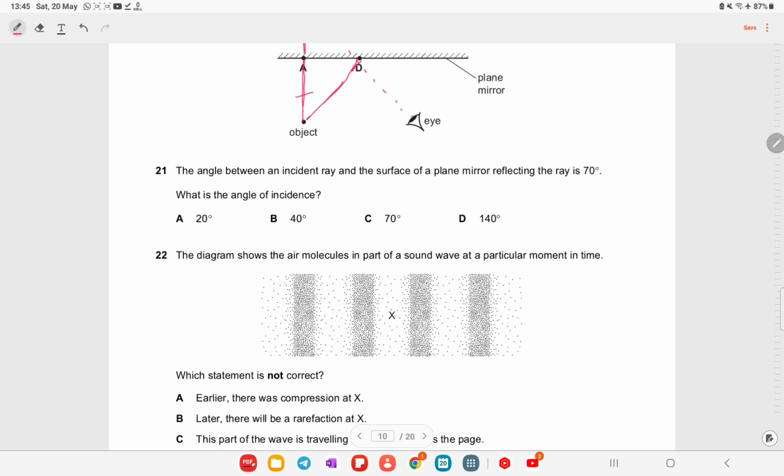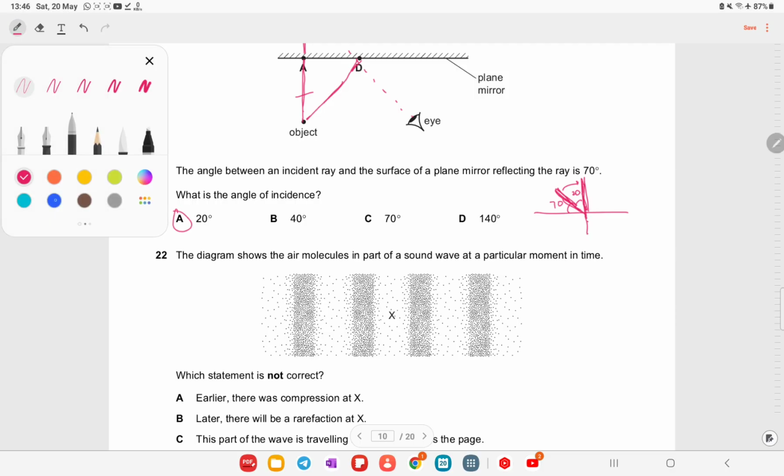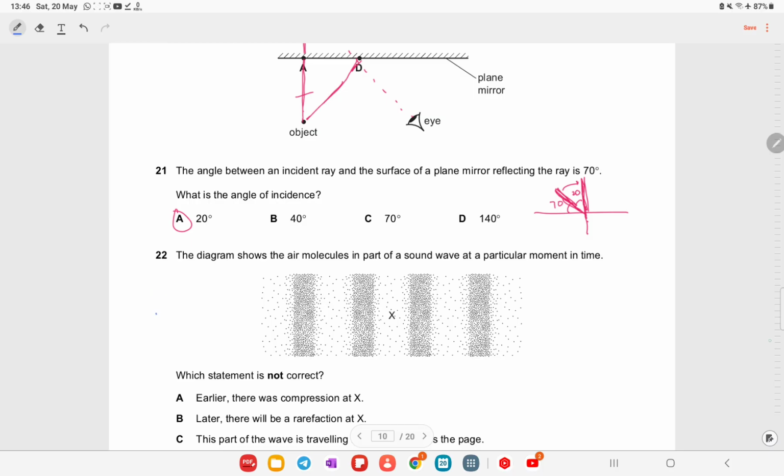The angle between an incident ray and the surface of the plane mirror reflecting the ray is 70 degrees. What is the angle of incidence? Now you see, the angle between the incident ray and the surface is 70. They are asking what is the angle of incidence, so it's going to be 20. I have already mentioned that the ray of light and the normal make the angle. So it's going to be A. Okay, moving to the next question.